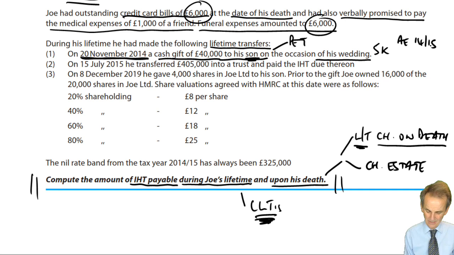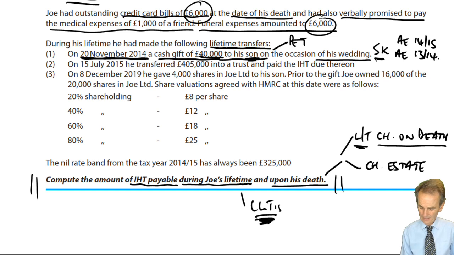And as we can see, again, after even the marriage exemption of 5,000 is taken away from 40,000, there's still a lot of transfer that would be chargeable. So as well as firstly using the current year's annual exemption, we would also be able to deduct the annual exemption that was, we must assume, unused from the previous tax year, and that would be 13-14.